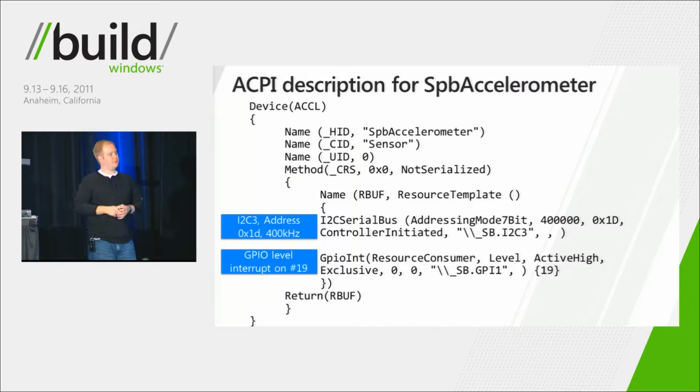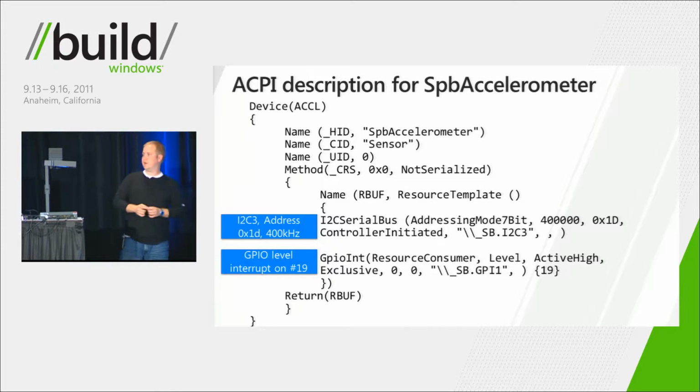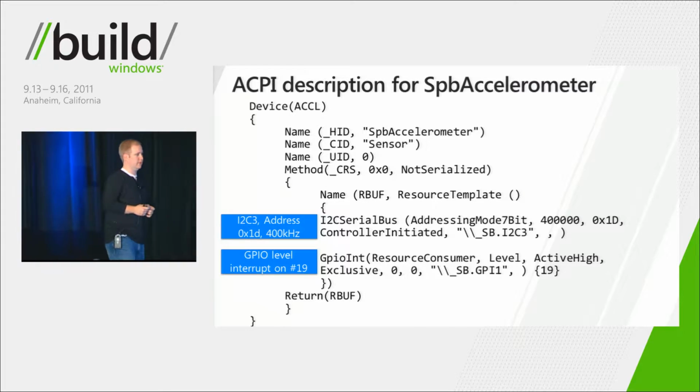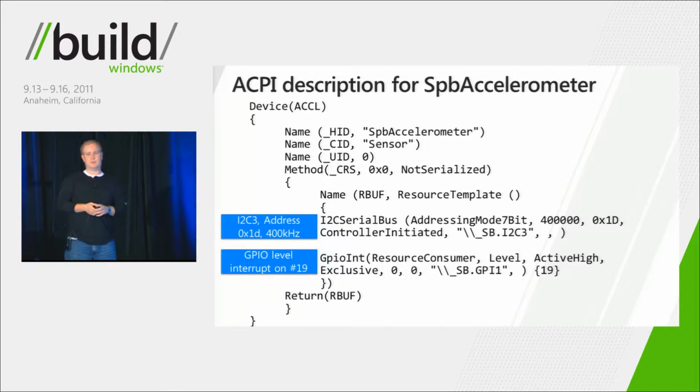This is something that you generally won't have to look at, but it's worth showing. So this is what the ACPI block looks like for that sample. You can see here, besides a lot of words, that we have the name, the hardware ID, in that first line. Generally, that's going to be something that looks like 4 letters and then 4 numbers. For instance, if it was an Atmel touch chip, it would be ATML1234. The class ID is sensor, so that it appears in the right place in Device Manager.